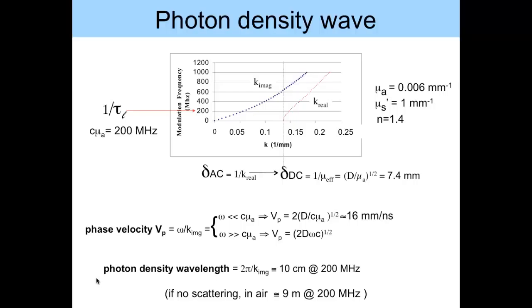So at low frequencies, you're just looking at DC light propagation. And the penetration depth of that intensity modulated wave is the same thing as the DC penetration depth. And then as we go to higher and higher frequencies, the penetration depth is given by 1 over kr. So I can limit the penetration depth. So this is the same thing.